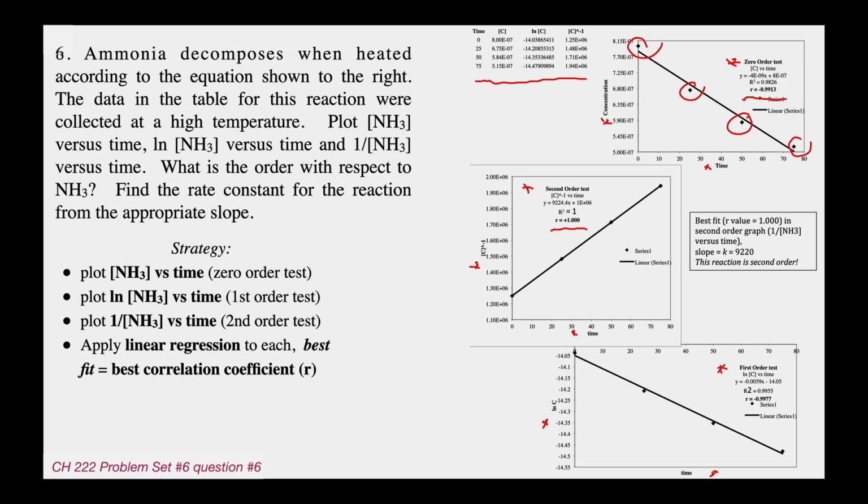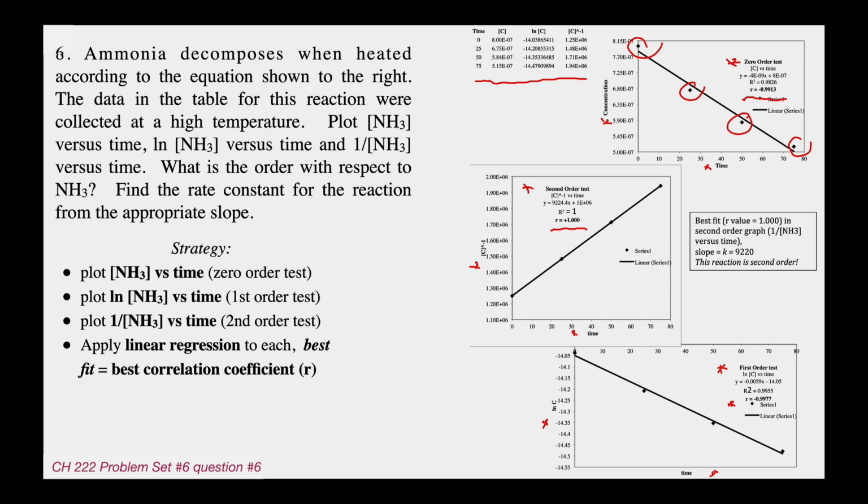Anyway, the R value for zero order is minus 0.9913, and that's not a bad fit, all right? The closer it is to -1 if the slope is negative, or +1 if the slope is positive, the better. And if you look down here in the bottom right, the first order was even better, minus 0.9977.